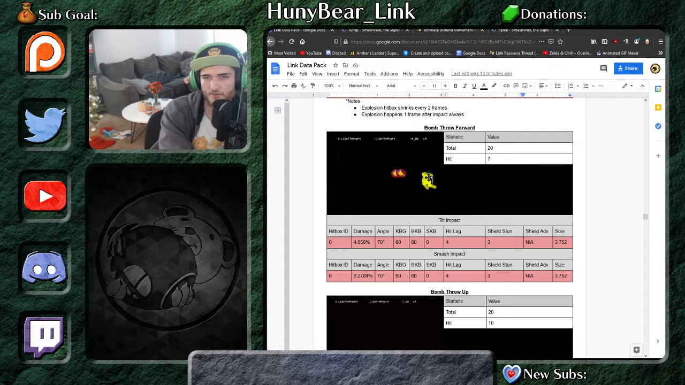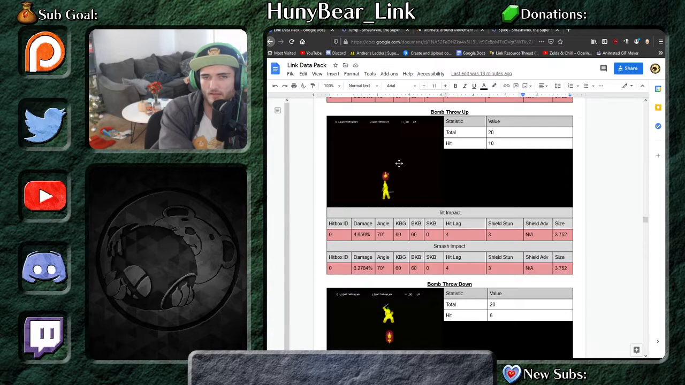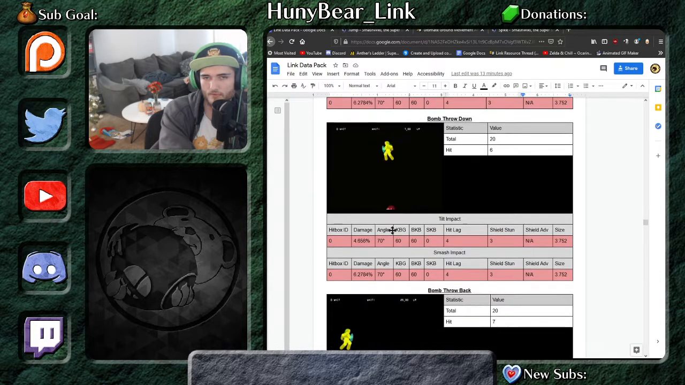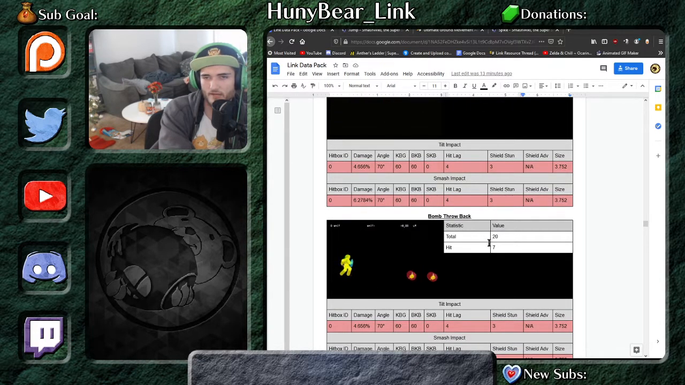This is Link's tilt throw and smash throw. His forward throw has the total frames, and then it hits on frame 7. The up throw, you can see here, all of the data attributed to that. The down throw, the back throw, and the back throw is a different animation than the forward throw.